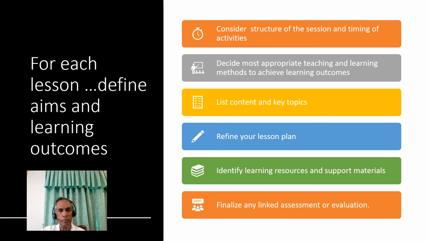So for each lesson, define the aims and learning outcomes. A quick list is put up in this slide. Consider the structure of the session and the timing of activities. Decide the most appropriate teaching and learning methods to achieve the learning outcomes. List the contents and the key topics that should be mentioned. Refine the lesson plan. Identify all the resources that are needed, including clinical materials and equipment. Finalize any linked assessment or evaluation, because evaluation and assessment will determine the appropriate outcome, and that is what the learning outcome should reflect.